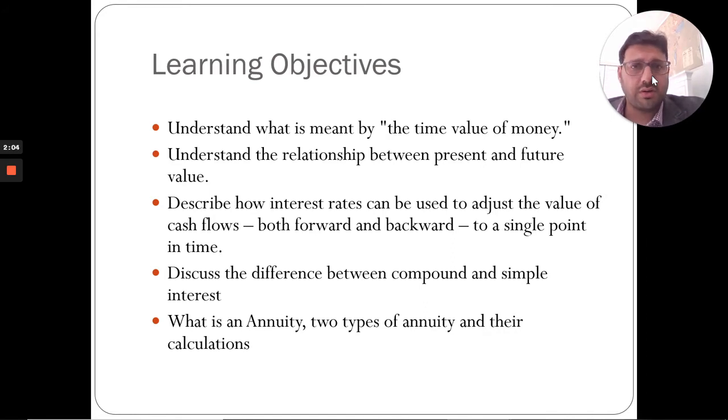And it's not about payment only. Even if you are receiving the money, in that case it is also an annuity. And we'll talk about the annuities. There are two types of annuities, in detail in the next few slides. So first we talk about the simple concept, and then we will go to the concept of the annuity.